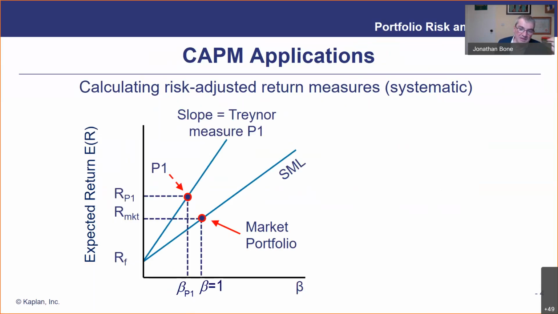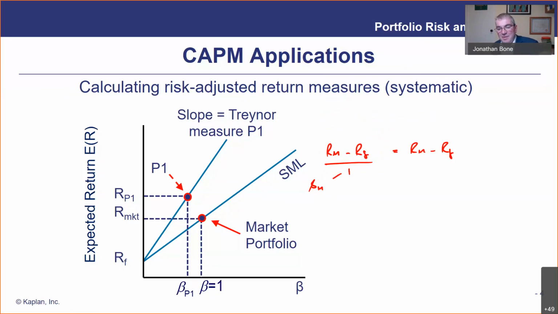So one measure we can do is calculate the Treynor measure. Now we know the gradient of the securities market line is the return on the market minus the risk-free rate divided by 1. Okay, because that is the beta of the market, isn't it? So because it's the beta of the market, we tend to write the gradient of the securities market line as just equal to the return on the market minus the risk-free rate. Okay.